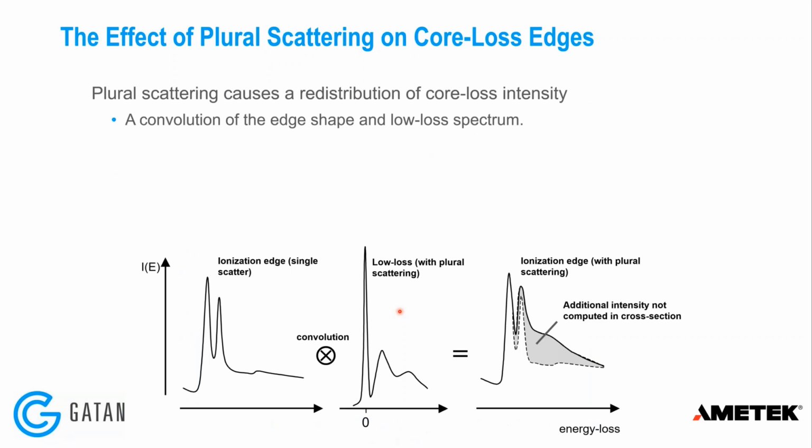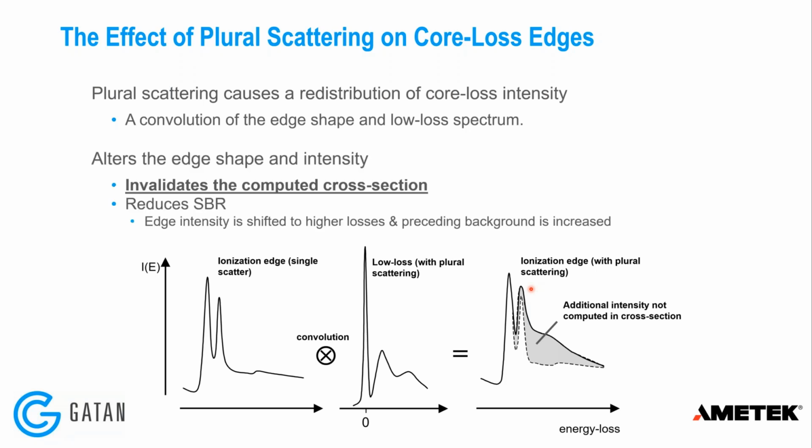So plural scattering, let's just recap what is plural scattering. So plural scattering causes a redistribution of the core loss intensity. So essentially we'd start off with a single scattering distribution, ionization edge, and what we end up with in our real experiment is a convolution of the low loss scattering with our ionization edge. So why is that important to us? So it changes the edge shape and intensity. So the primary reason that's important in quantification is it invalidates the computed cross-section, so the shape becomes wrong.